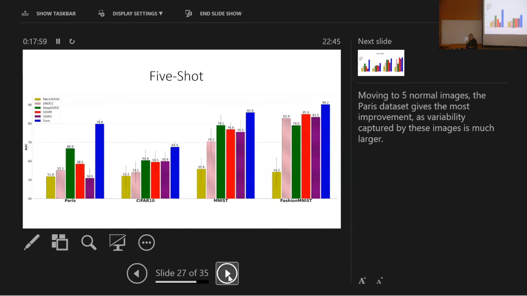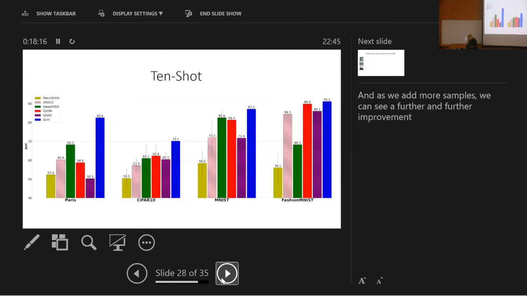Moving to 5 normal images, the Paris dataset here, this one gives the most improvement, as the variability captured by these images is the highest. And as we add more and more samples, we can see further and further improvement.